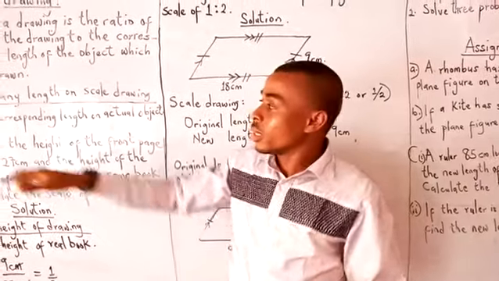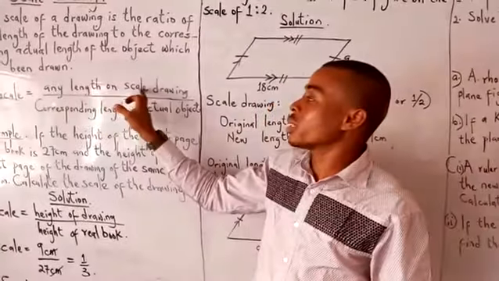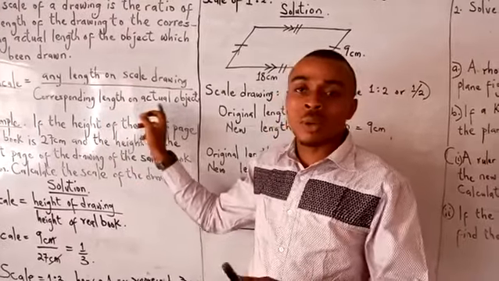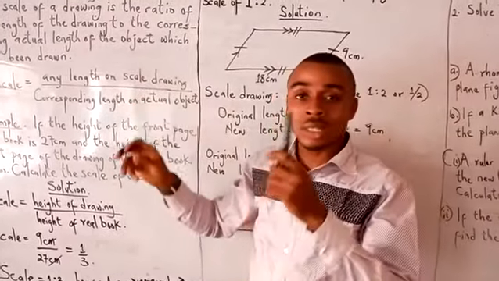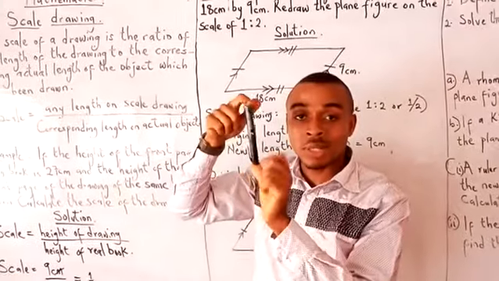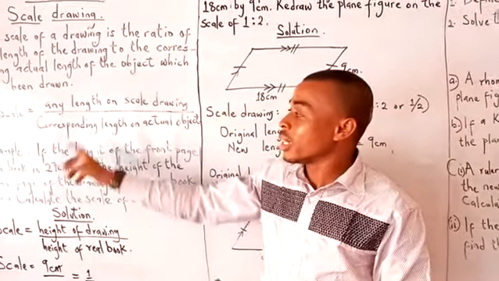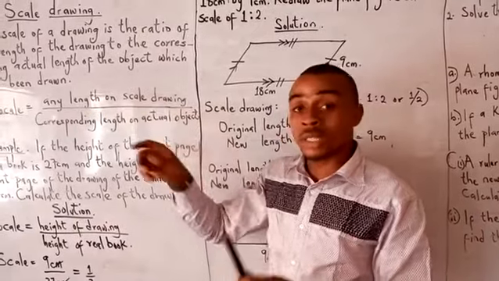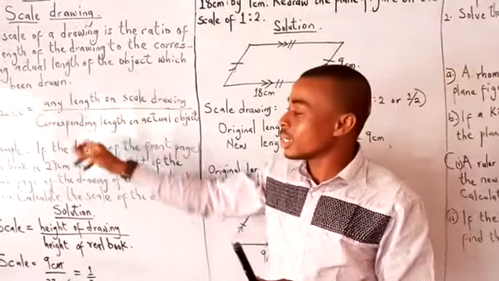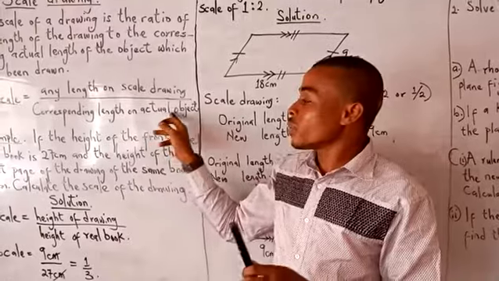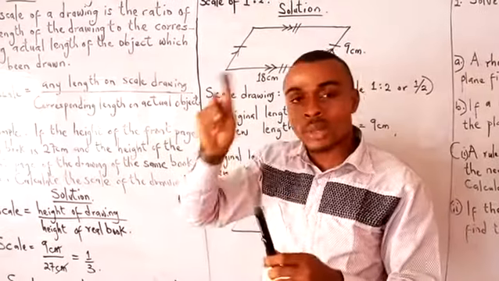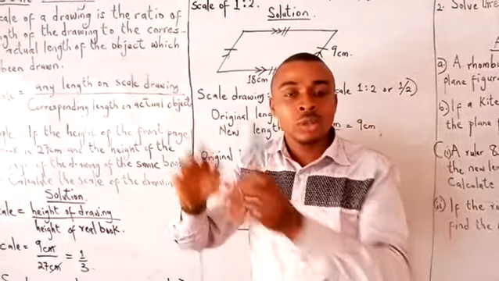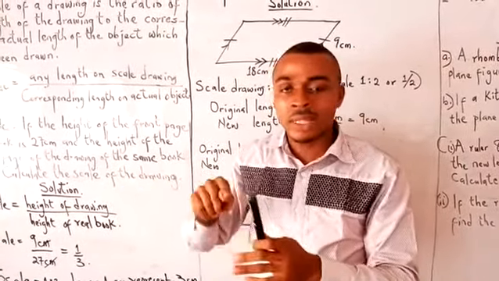By simply dividing the length of the drawing by the length of the actual object. So the length of the drawing in this illustration is 2.5 cm, and then the length of the object, which is the marker itself, is 5 cm. So when you divide, you should be able to get 1/2, which you can also write in other form, 1:2.